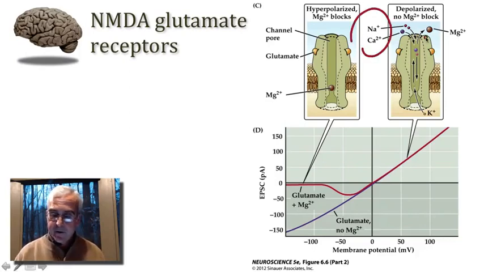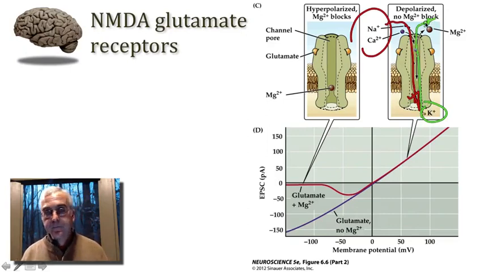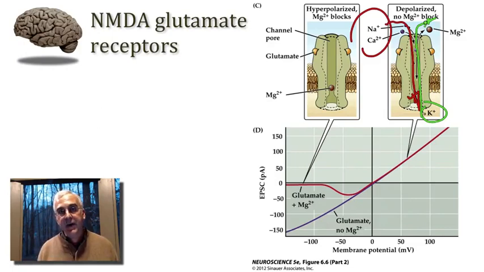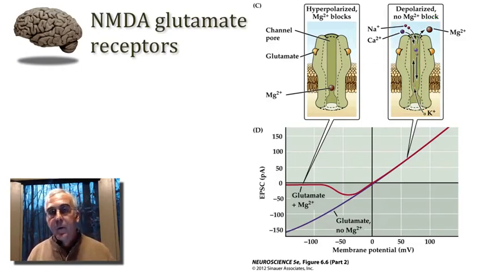And those include sodium and calcium ions that can enter the cell, and potassium ions that can leave the cell. So this is an ion channel that's permeable to cations, but not particularly selective for one kind of cation or another. And importantly, the conductance through this channel is influenced by magnesium ions. When magnesium is bound, there's no conductance. When magnesium is expelled, then we see conductance.